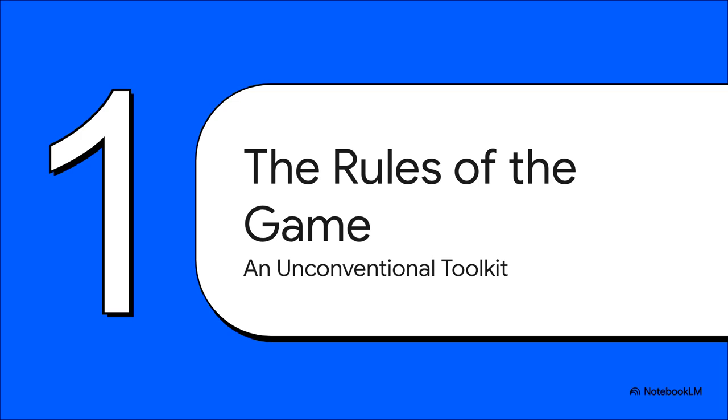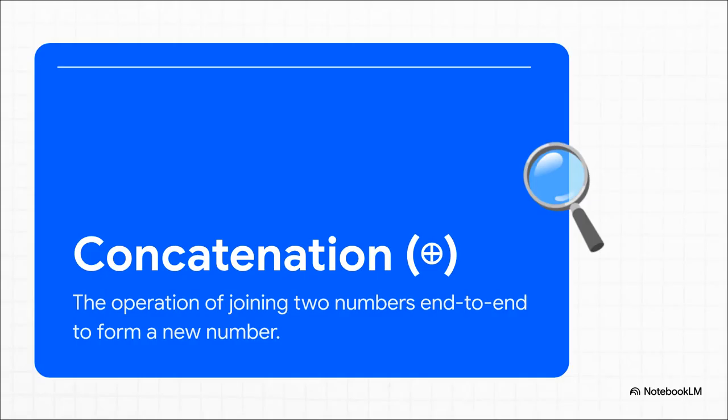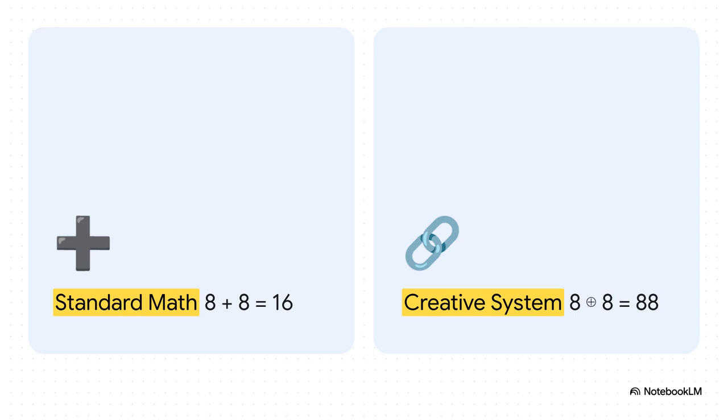Okay, so first things first, we need to get a handle on the unique toolkit this system uses. Think of it like a blend of familiar math and some very creative, pretty unconventional operations. The first rule, and this one's a biggie, is an operation called concatenation. Now, this isn't your standard addition or multiplication. No, it's way simpler. You just literally join numbers end to end, sticking them side by side to make a brand new number. And here is where you can really see that difference in action. In regular old math, 8 plus 8 equals 16. We all know that. But in this system, when we concatenate 8 with 8, we get 88. It's a really simple idea, but it has a massive effect on the outcome.